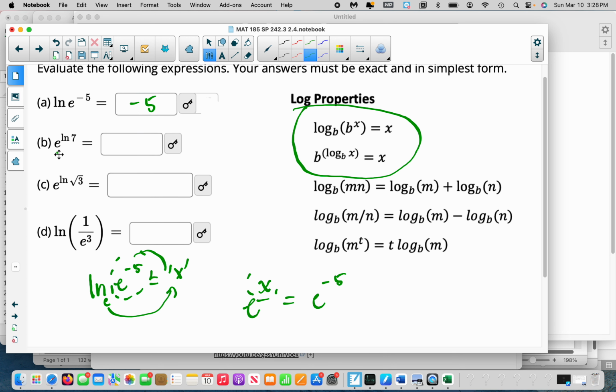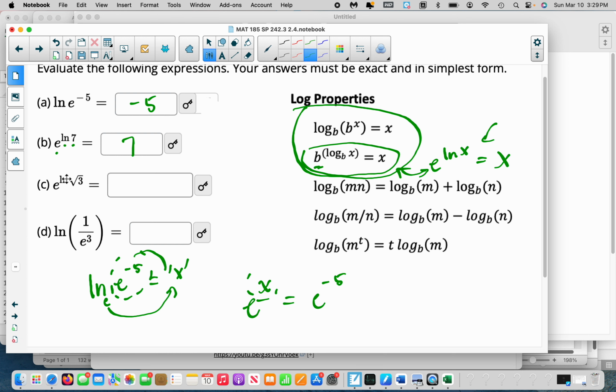Okay, e to the ln of 7. All right, well, that's this here. It's just that our base is e. We can say e to the ln of x is just equal to x. These are the same, just this has the natural log versus base b. So this is just 7. Here again, we have e to the ln of square root of 3. e to the ln of x is just equal to x. This is just square root of 3.